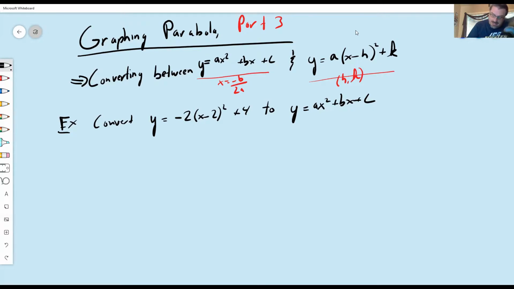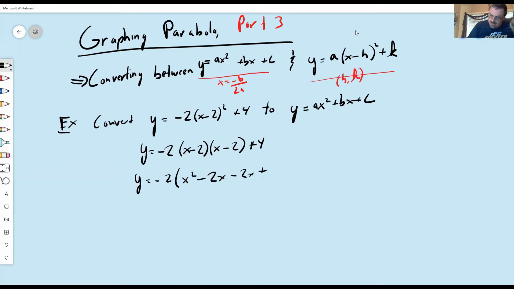All you have to do is multiply things out. So (x minus 2) squared means I have (x minus 2) times (x minus 2), plus 4. Finally, you have minus 2 times: first terms are x squared, outside's minus 2x, inside's also minus 2x, and last, minus 2 times minus 2 is plus 4, plus 4. Or minus 2 times (x squared minus 4x plus 4), plus 4.